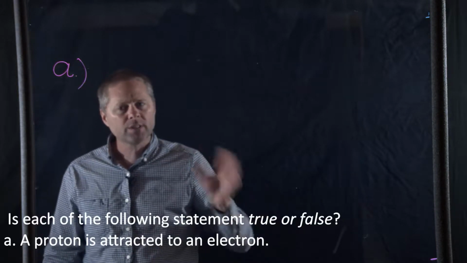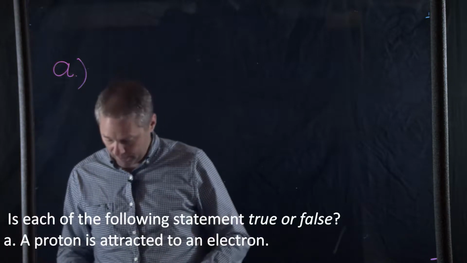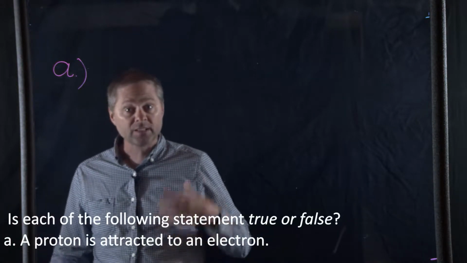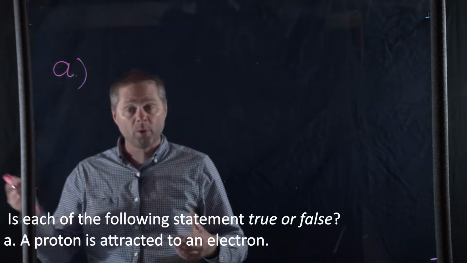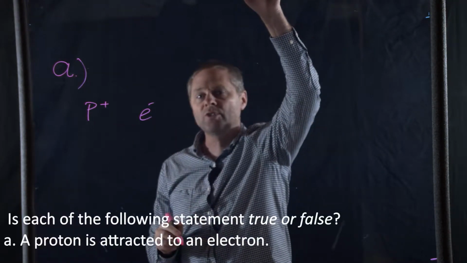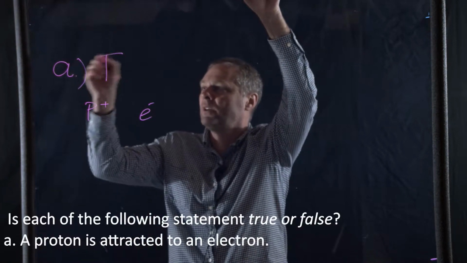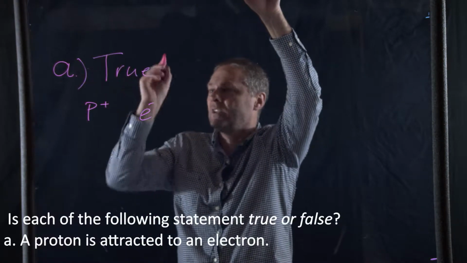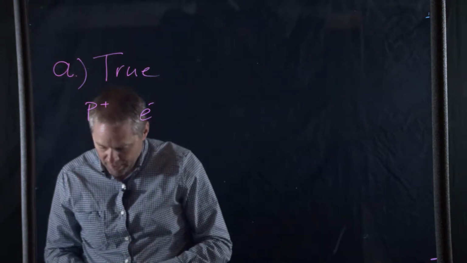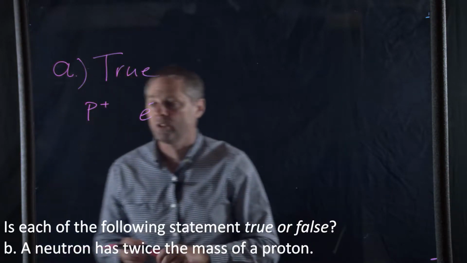Now, if you recall, what is the charge of a proton? Well, the charge of a proton is going to be positive, all right? What's the charge of an electron? That's going to be negative. So if you have a proton, which is positive, and an electron, which is negative, absolutely, those are going to be attracted to one another, and so this is going to be true, 100% true.